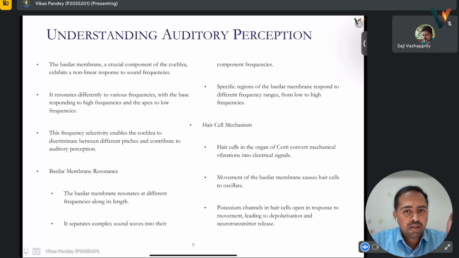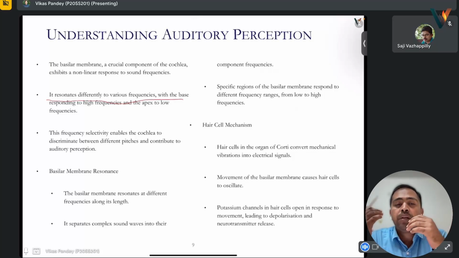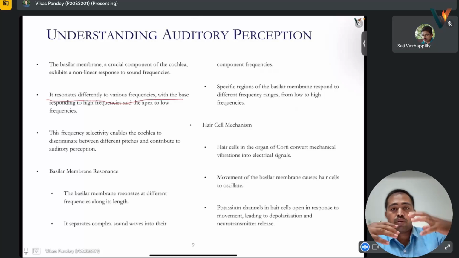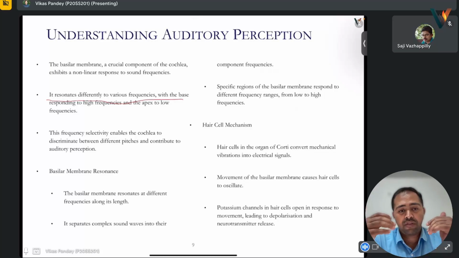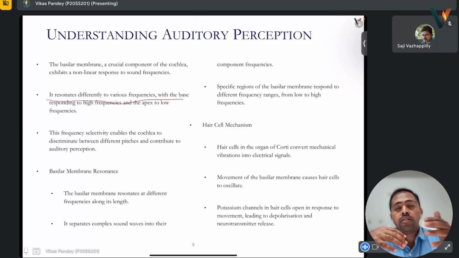They resonate differently at various frequencies. This frequency selectivity enables the cochlea to discriminate between different pitches, like high pitch and low pitch. So this whole basilar membrane resonates at different frequencies along its length. In a way, it separates the waves into their component frequencies. Specific regions of the basilar membrane respond to different frequency ranges, from low to high frequency.